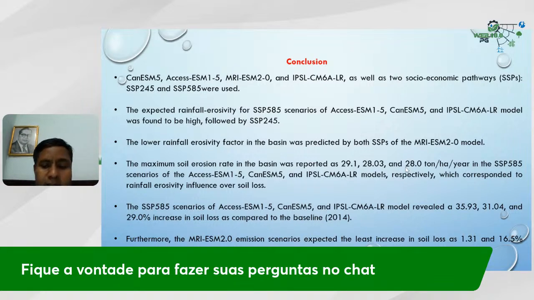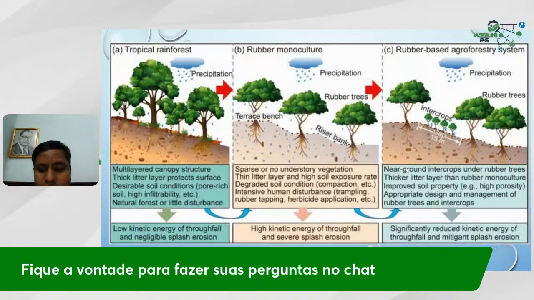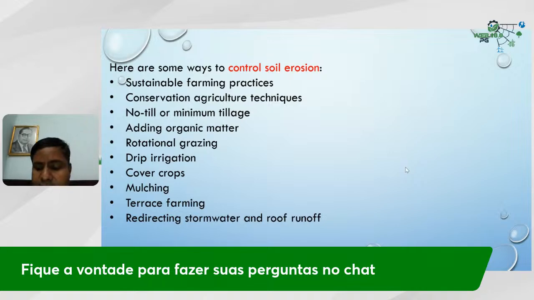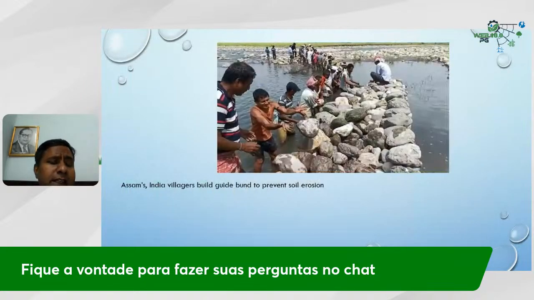So overall, my presentation shows that if we increase greenhouse gases in the environment, then after mid-century there is a sharp increase in rainfall, and that sharp increase enhances the rainfall erosivity factor, which ultimately affects soil loss driven by water.